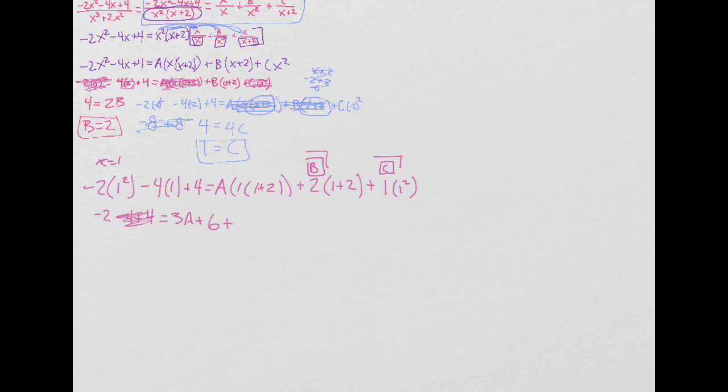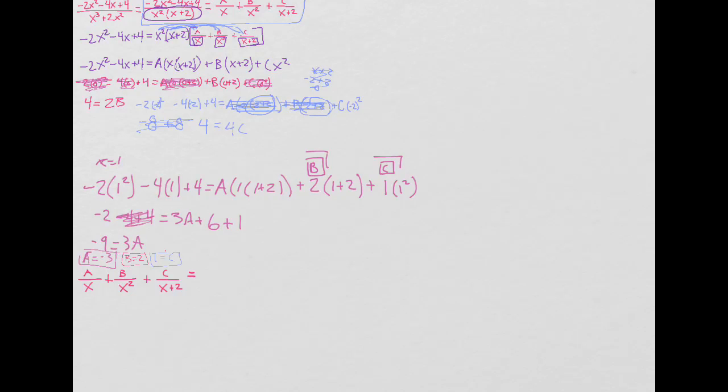1 squared is 1, times 1 is 1, 6 and 1 is 7, so let's subtract 7 from both sides to get negative 9 equals 3a, and then finally divide by 3 on both sides to get a equals negative 3. So we have the three values a, b, and c that we were looking for, and now we can rewrite this partial fraction with its actual coefficients.